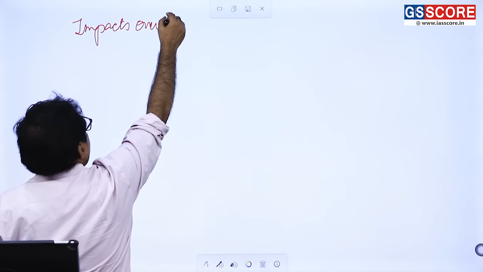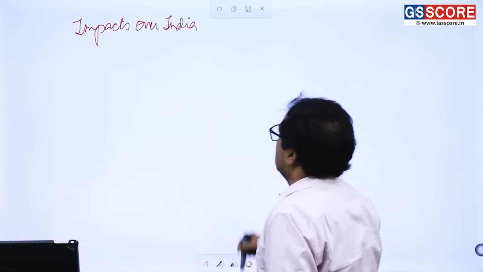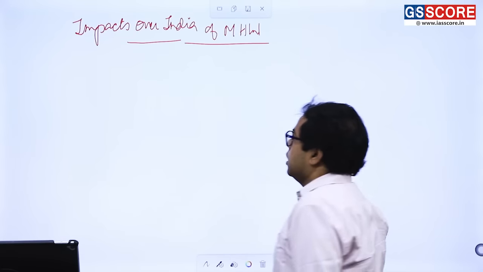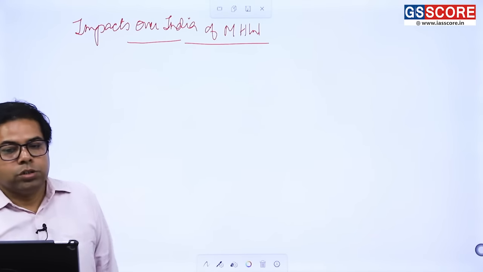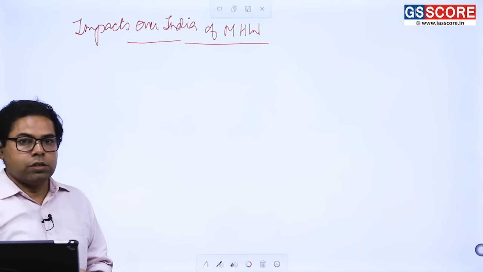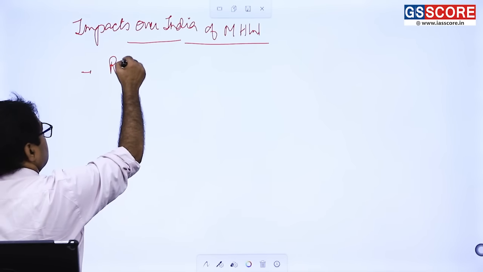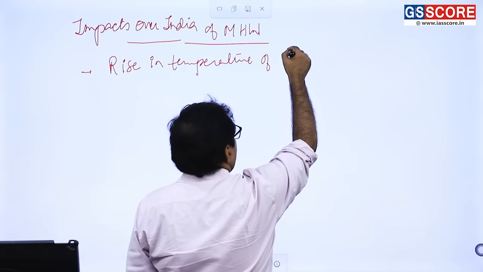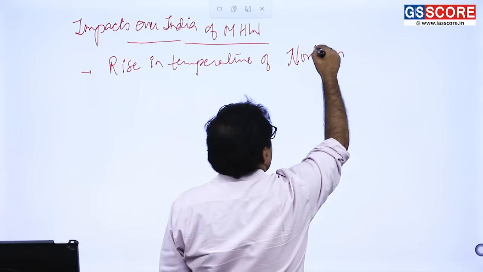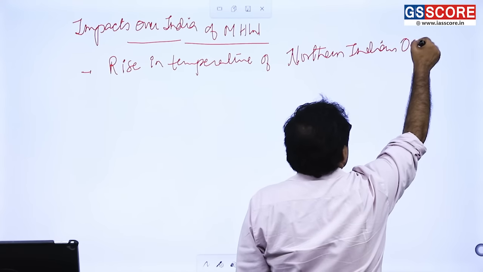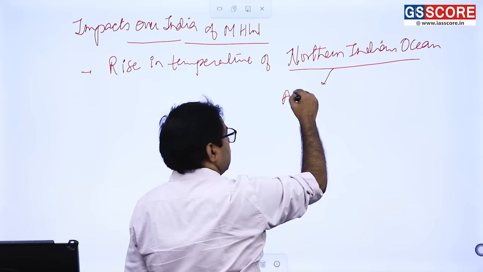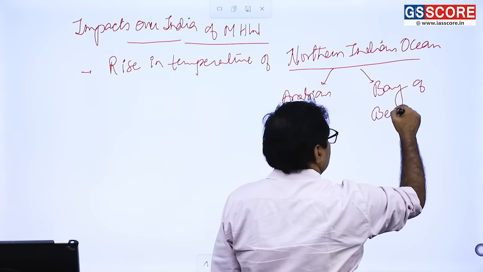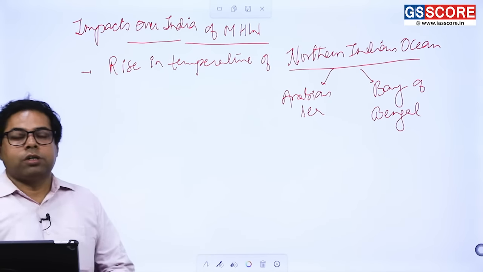So if we see the impact of marine heat wave over India, the first impact shall be observed in the rise in temperature of the northern Indian Ocean, that is the Arabian Sea and the Bay of Bengal. So the sea surface temperature shall increase.